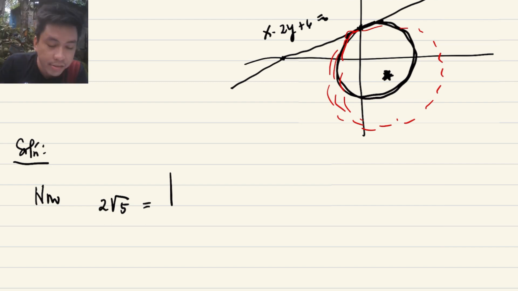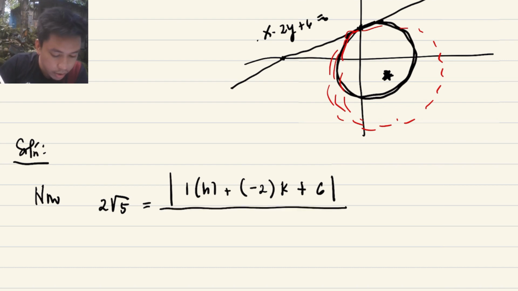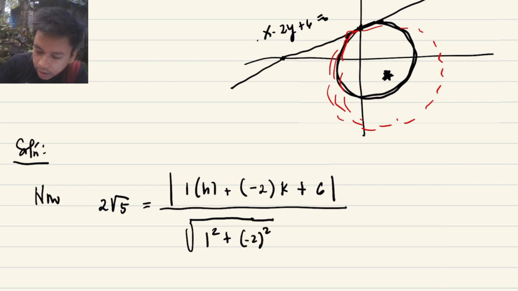So our point is h, k. So what is our a here? Our a is 1. So 1 times h plus our b is negative 2, so negative 2k, plus our c, which is 6. All over the square root of 1 squared plus negative 2 squared. I forgot to write earlier that the formula is the one underneath.